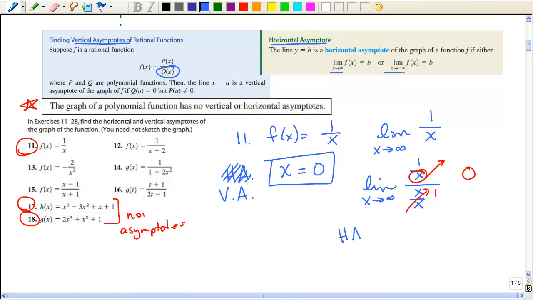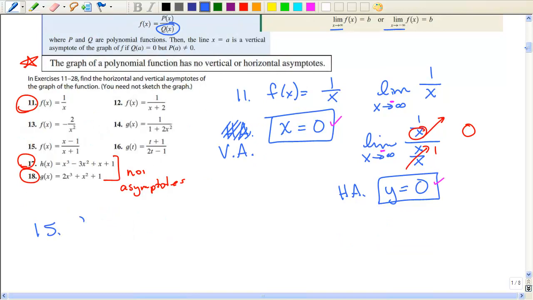So we have a horizontal asymptote at y equals 0. Don't forget that y is a horizontal line. If I went back and put a negative infinity, you would still get 0. All right, let's look at number 15.